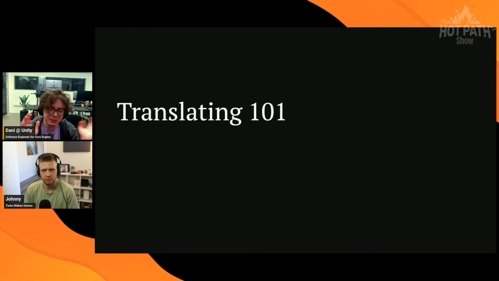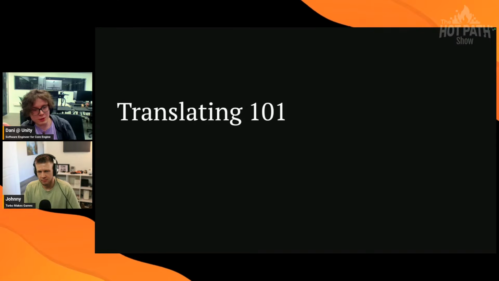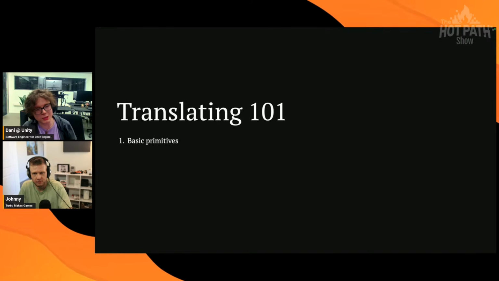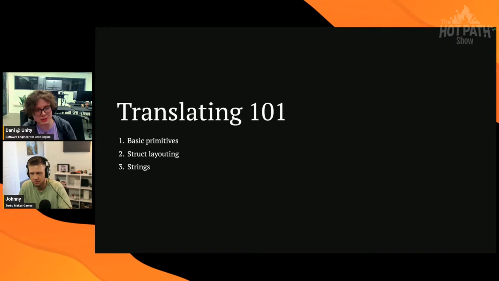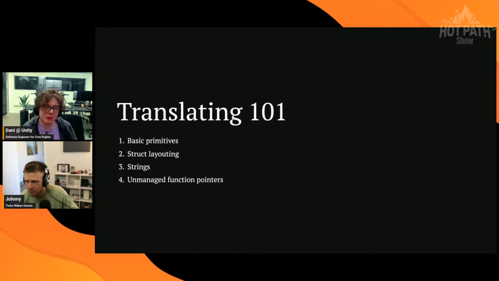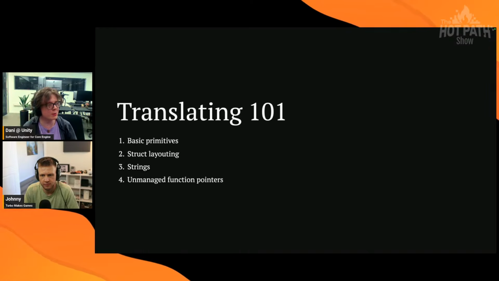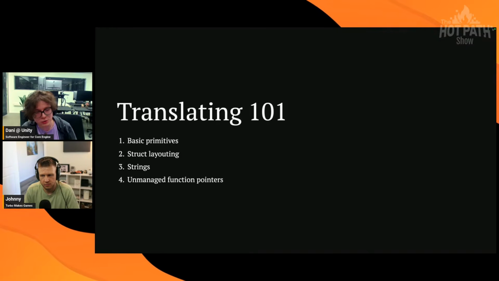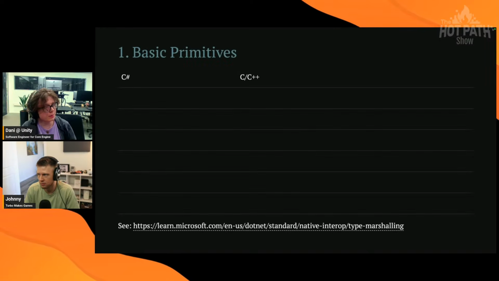The first part of understanding how to make a C# program work with a C-style program is to know some of the translating of the primitives. We need some basic understanding of what C# versus C and C++ types look like, how struct layouting matters, and how strings are different between the two. Ideally we also want C code to be able to be called from C# code, and C# code to be able to call C++ code. That's what I'm going to go over first.